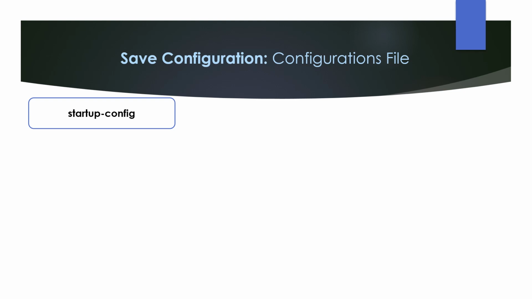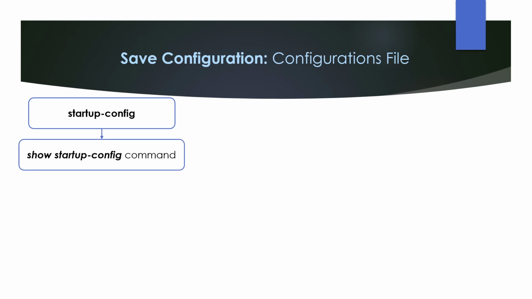NVRAM does not lose its contents when the device is powered off. To show the configuration that is stored in the NVRAM, you have to use the command show startup-config. We also have the running configuration file, which is stored in the random access memory, and it reflects the current configuration. Modifying the running configuration affects the operation of a Cisco device immediately. RAM is volatile memory, which means that it loses all of its contents when the device is powered off or restarted.